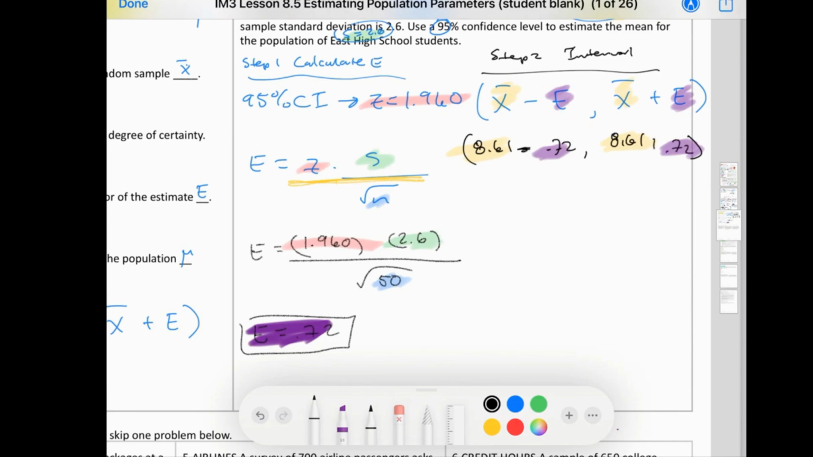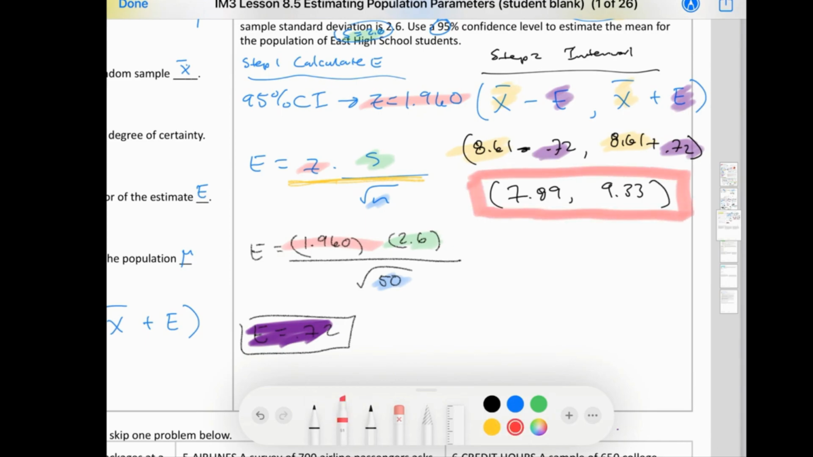So I'm going to subtract 1 and then add 1. And when you put that in your calculators, you're going to get 7.89 and 9.33. Okay, so that's kind of like our answer. Box it, and then I'm going to write the sentence to help you understand.